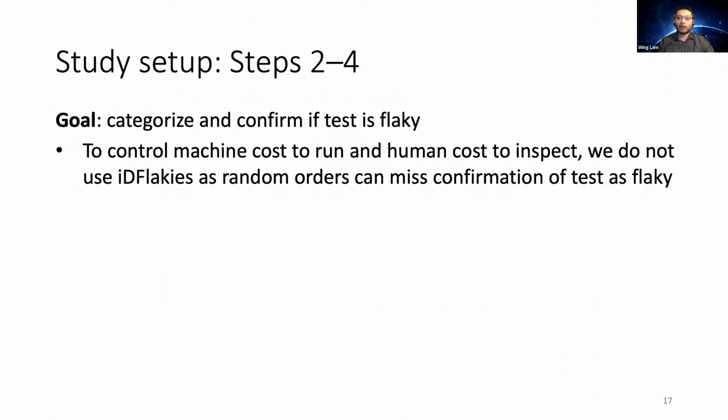On the other hand, our goal for step 2 is to actually categorize and confirm if a test is actually flaky. And so in order to control the machine cost to run these tests and the human cost to inspect these tests for this goal, we don't actually use iDFlakies anymore, because iDFlakies uses these random orders, which may miss a confirmation of a test as flaky, which is particularly relevant to our study here.